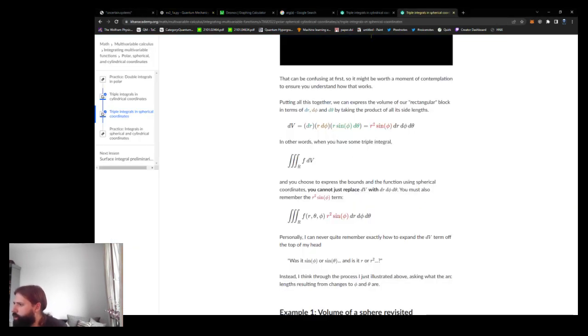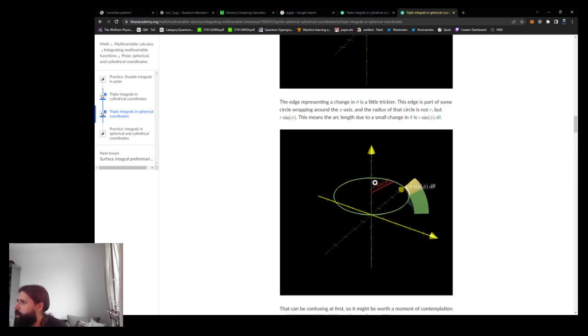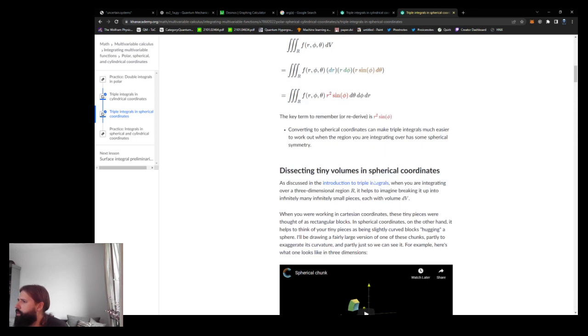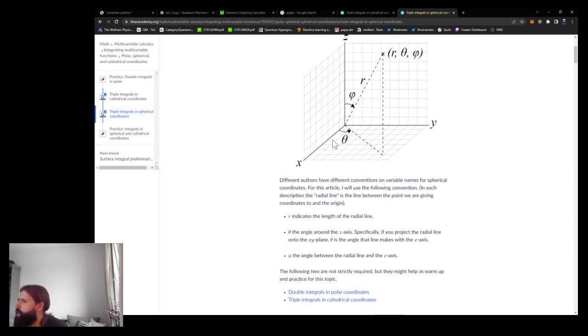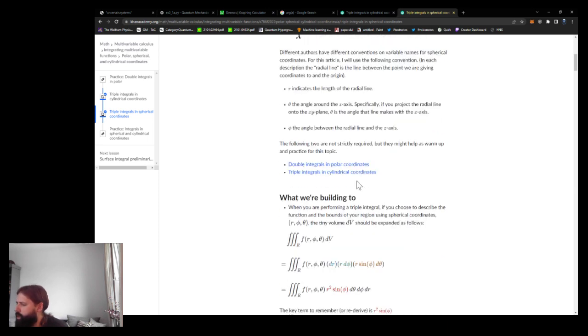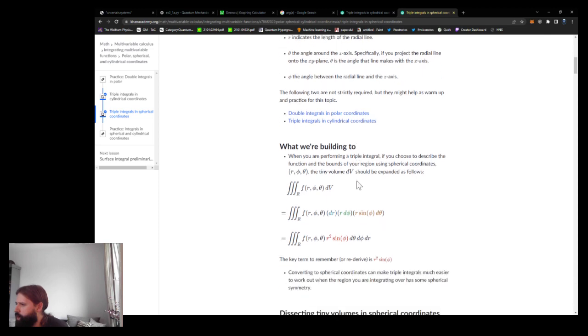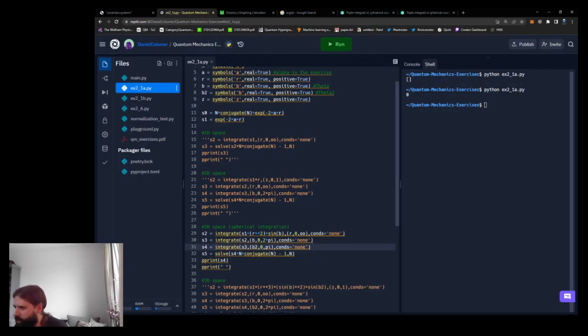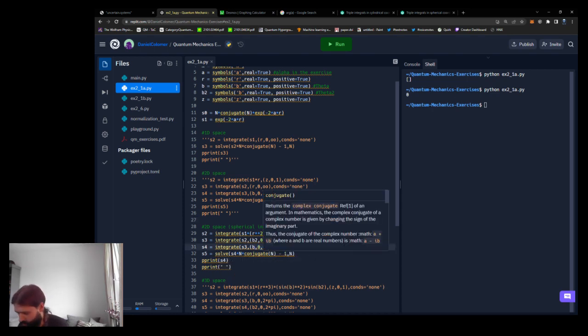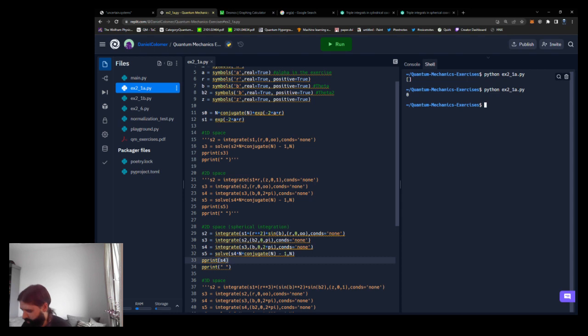Am I doing this in the right order? R, then this guy. I think I'm doing it the other way around. I think I might be doing first theta 2 0 to pi, and then theta 0 to pi. I think I might be doing it the other way around.